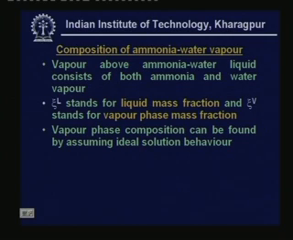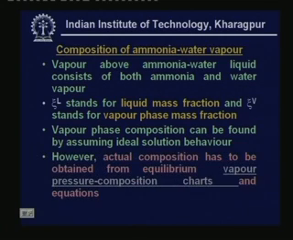If you are assuming that it is behaving as an ideal solution, then you can apply ideal gas equations like Dalton's law, etc., and you can find out the vapor phase composition. But the actual mixture deviates from ideal behavior. So, the actual composition has to be obtained from equilibrium vapor pressure composition charts or equations. Okay, so, let me just show a typical vapor pressure composition chart.